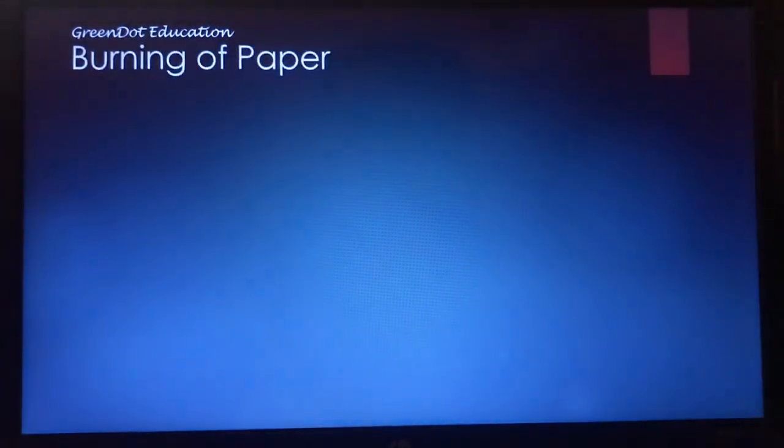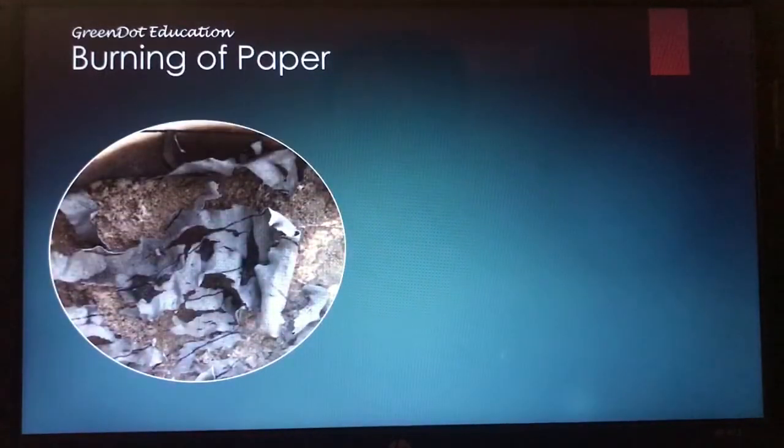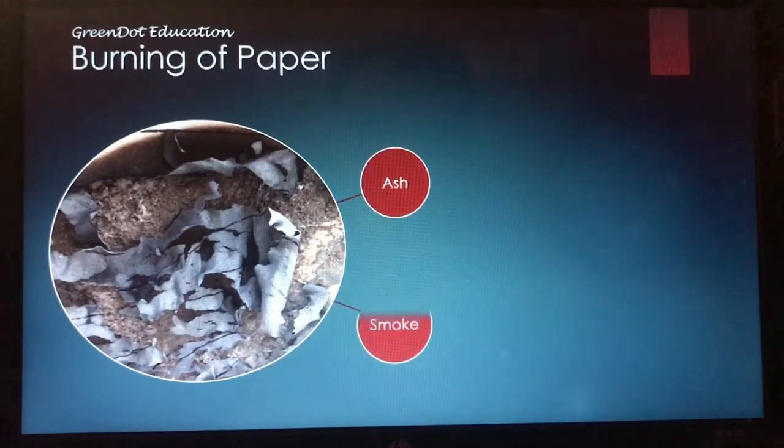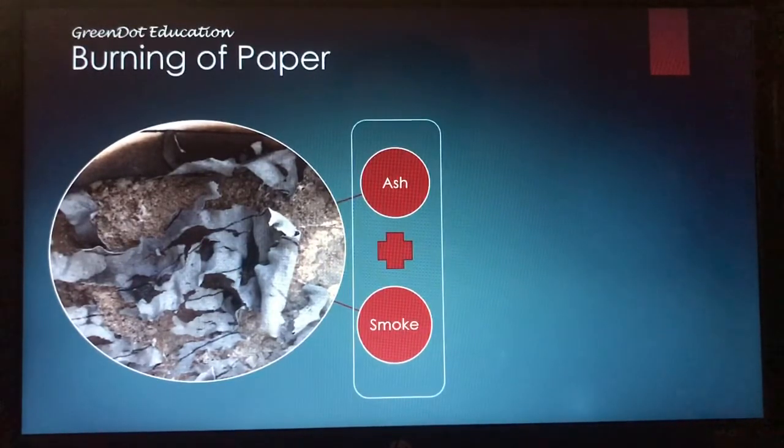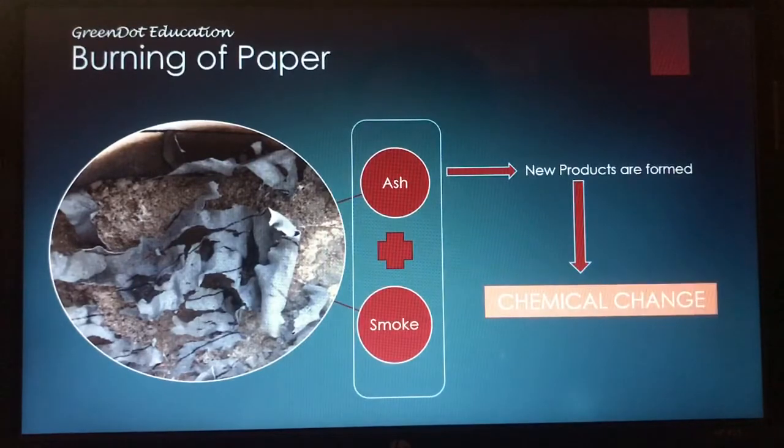For our example number 3, when we burnt a paper, we have seen that at the end of the burning of paper, at the end of this change, we get ash and smoke. The paper is converted into new products, that is ash and smoke, and these both are new products that we have formed from the initial substance, that is paper. So here there is a change in the chemical composition of paper. Chemically, ash and smoke both are different from the chemical composition of paper, and hence they are new products, and as new products are formed here, it is a chemical change.